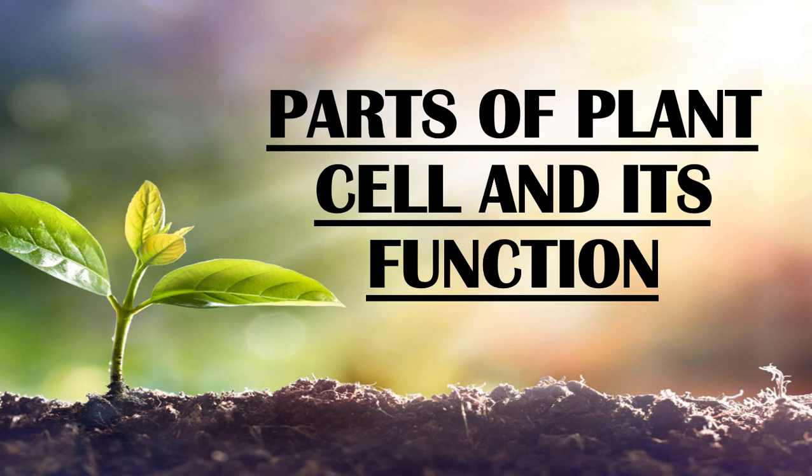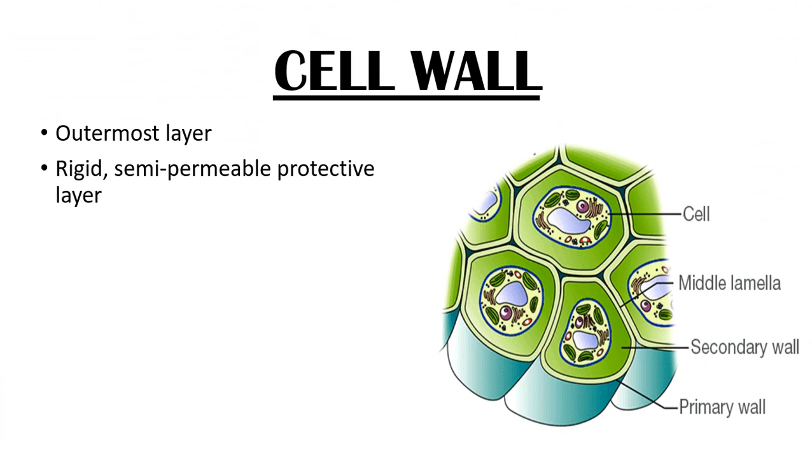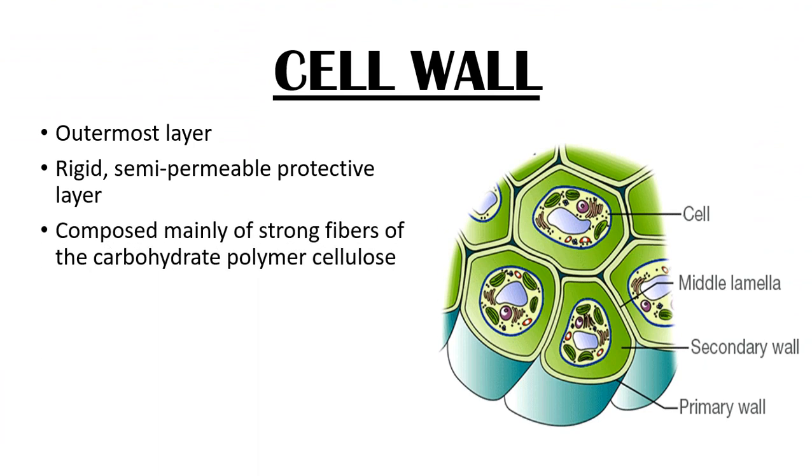So now I am going to discuss different parts of plant and its functions. The first part of plant is the cell wall. Cell wall is the outermost layer of plant cell. Cell wall is rigid, strong. Cell wall is semi-permeable because it allows specific molecules to pass through. Cell wall is a protective layer, provides protection. Cell wall is composed of strong fibers of the carbohydrate polymer called cellulose, which is a polysaccharide.